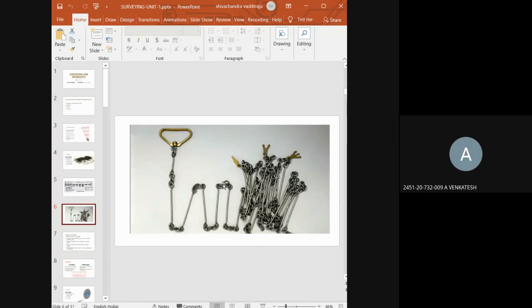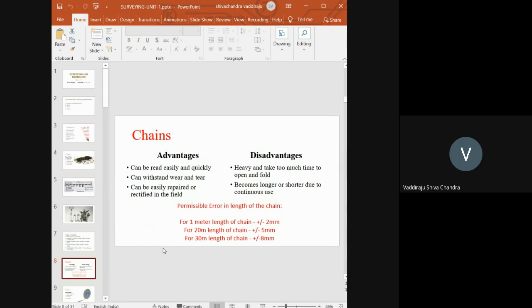No, sir. Even an illiterate person, if you ask him to count how many links there are and tell you, he will tell. Even a second standard child can tell. Okay, so it is very easy to use this instrument and to read this instrument. It is very easy to read as well as use.